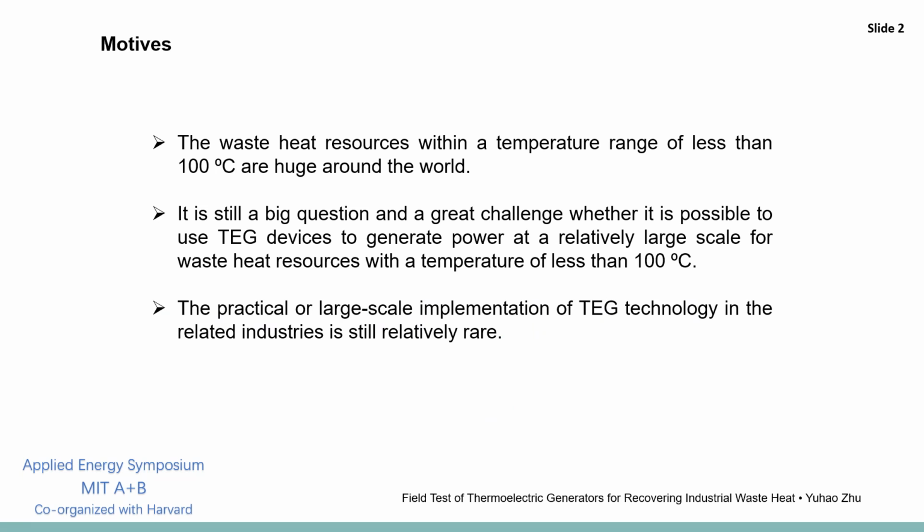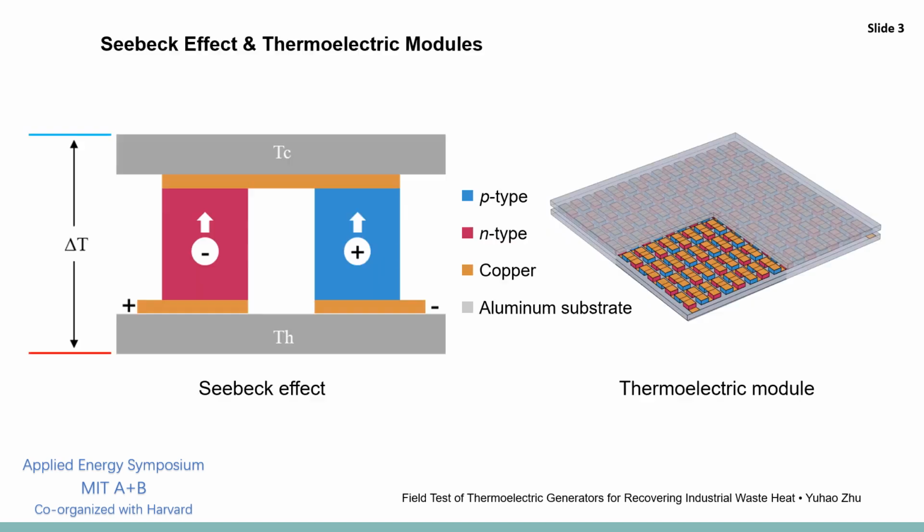Firstly, I would like to introduce the motives of this study. According to a summary, there were few studies of TEG with a power output of more than 100 watts, and fewer studies with temperatures below 100 degrees Celsius. It is of great significance because there is huge waste heat within this temperature range. However, it is still a big question and a great challenge to use TEG devices for large-scale power generation with temperatures below 100 degrees Celsius.